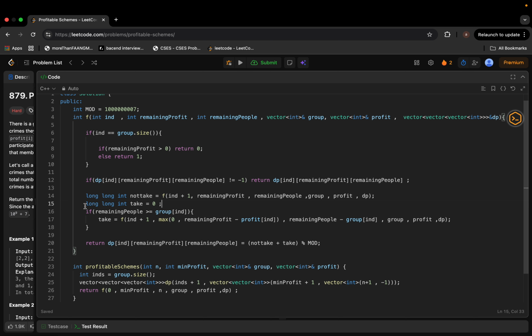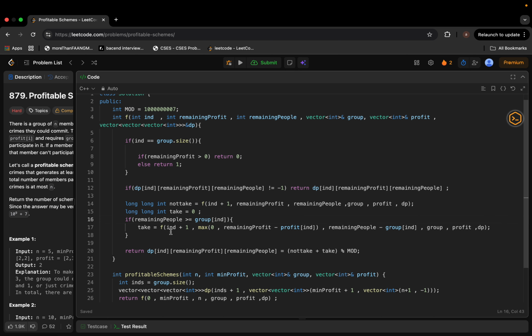Let's see what happens if we take. One important thing while taking is that we can only take when we have the number of people. If we do not have the number of people, then how will we take? So if the current activity requires less than or equal to the remaining people that we have, then only we can perform that activity. So the remaining people should always be greater than or equal to the number of people at the index we are at.